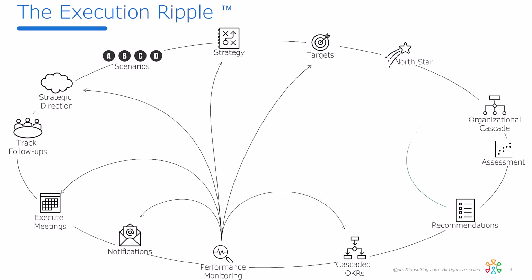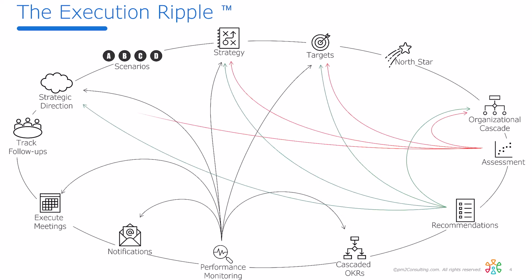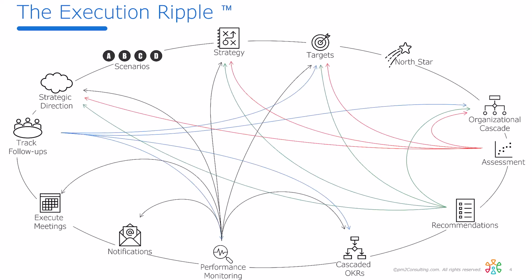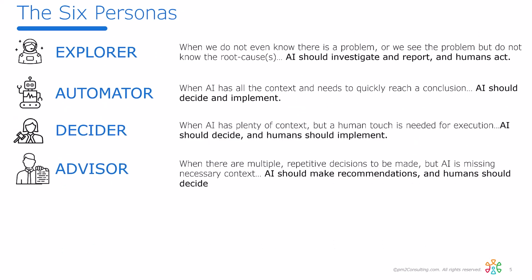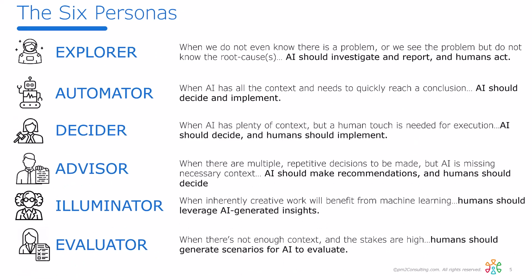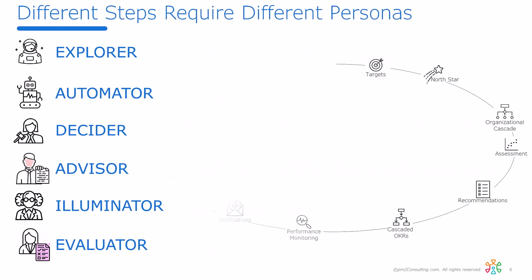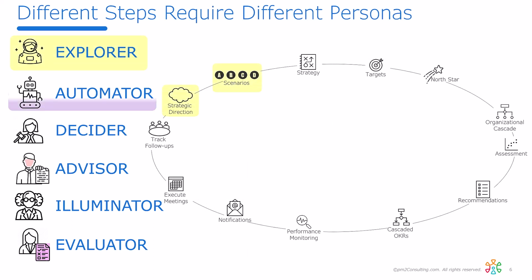And so we end up needing to build this overall nexus of what are the nodes and what are their interrelationships with each other in order to execute our strategy. And that's what we need to enable through GPT. Now, when we do this, we actually can take a look at it through 6 personas: an explorer, automator, decider, advisor, eliminator, and evaluator. In fact, each of these modes play out at different parts of this strategy execution cycle.